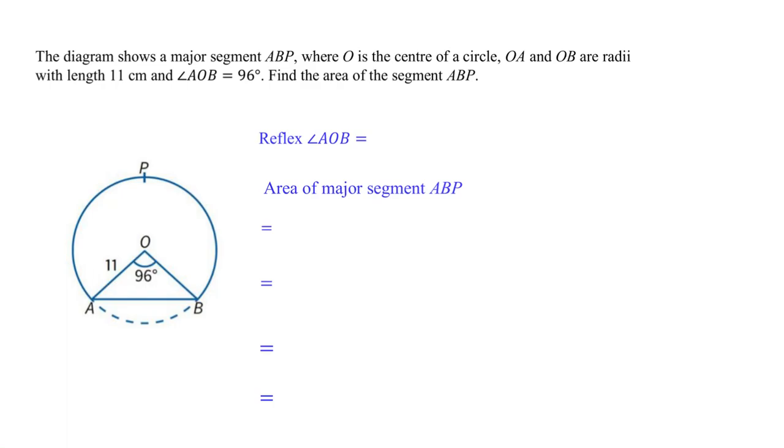Hello everyone, welcome to this video where we are given that there is this major segment ABP, this whole thing, where the radius is equals to 11 cm, angle AOB is 96 degrees, find the area of this whole segment. Well, there are two methods to solve this.